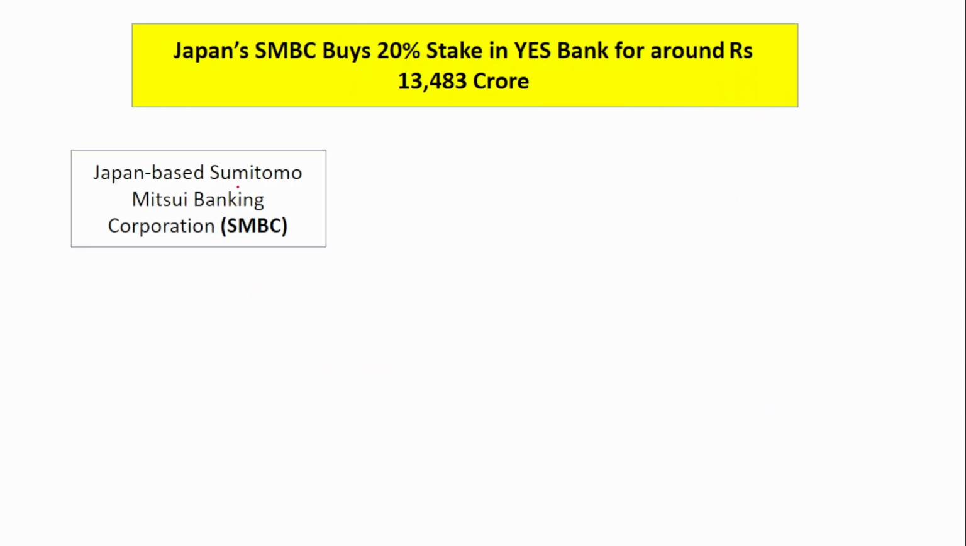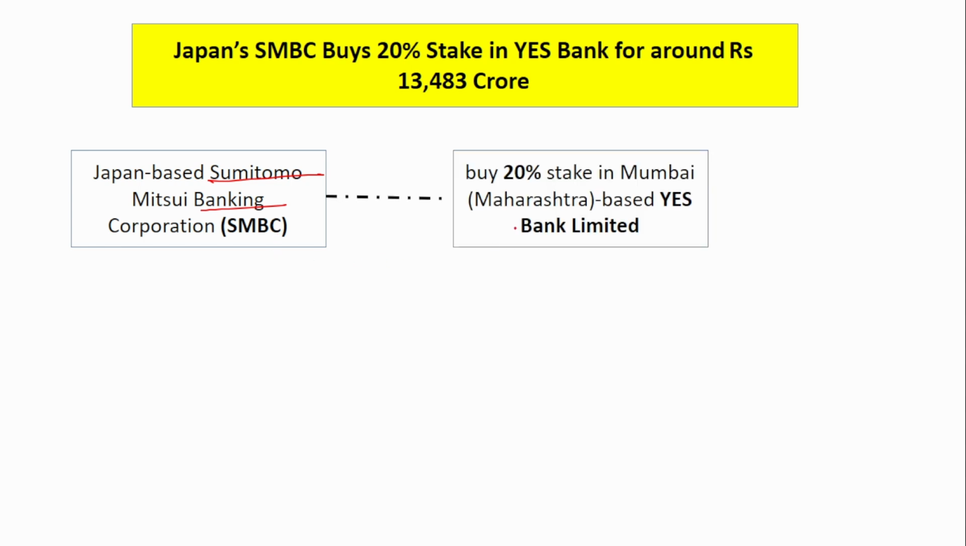Next is Japan-based Sumitomo Mitsui Banking Corporation, SMBC. It agrees to buy a 20% stake in the Mumbai-based Yes Bank Limited. So Japan-based SMBC will be buying a 20% stake in Yes Bank. If someone is buying shares, someone must be selling. So here, if this bank is buying, who is selling? State Bank of India is selling a huge share, around 12 to 13%, and the rest is being sold by around 7 private sector banks.